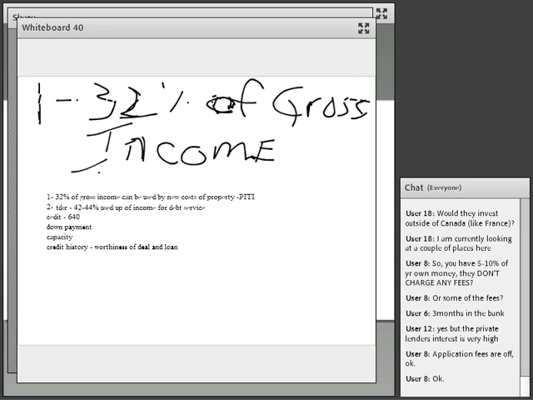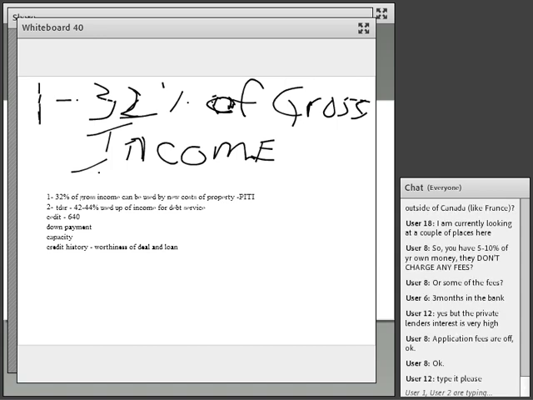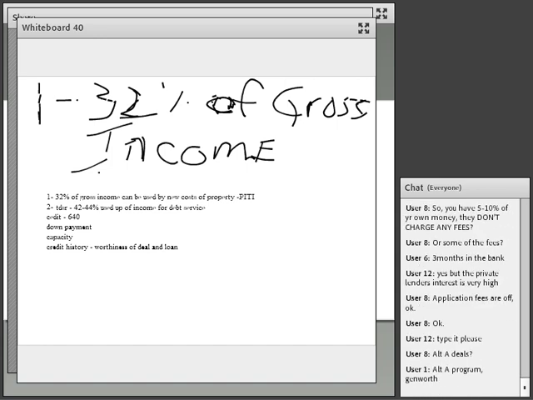So if anybody wants to just Google Alt-A deals in Canada, that's a program offered by Genworth, which is the competition to CMHC. Can you type that in? Yeah. We're going to type that link in. Just Google that. So Genworth is the other major insurer here in Canada.